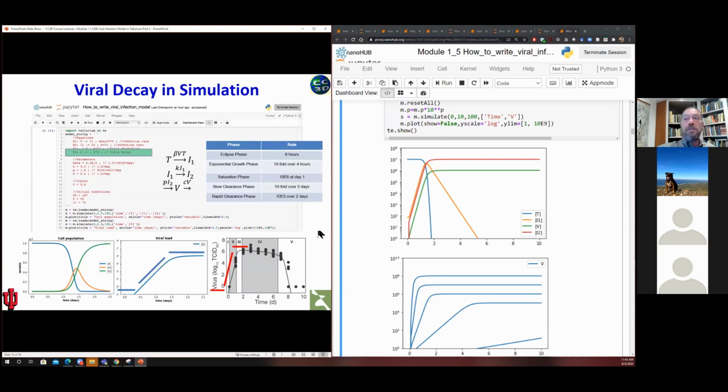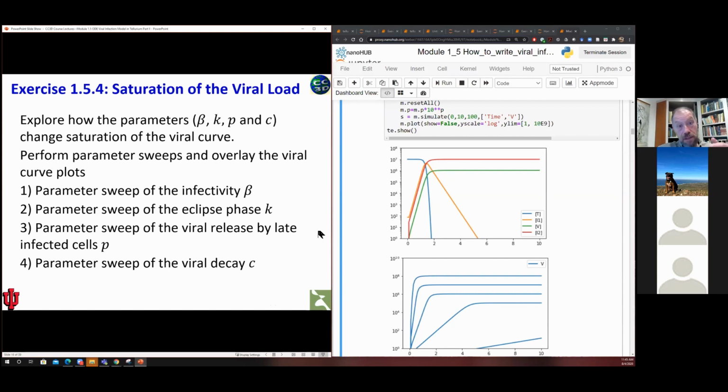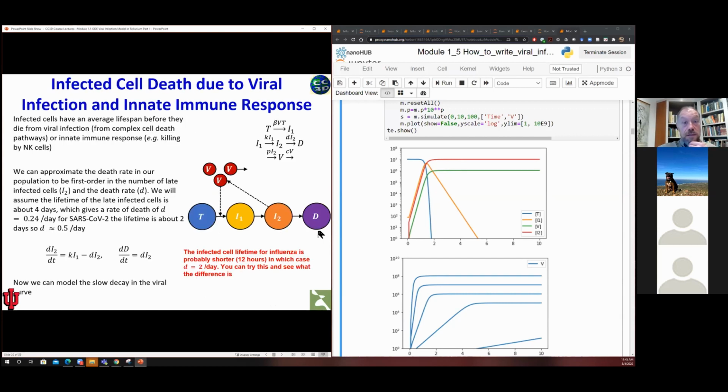The next thing that I want to talk about, I'm going to skip the next exercise. You can do that on your own. The next exercise would be to look at what controls that level of saturation, that 10 to the 6th value for the viral load at saturation. We can think about that pretty straightforwardly just by thinking about how things will behave. If I increase the clearance rate, C, then clearly the amount of virus will go down. If I increase the production rate, P, the amount of virus will go up. If I increase the number of infected cells, I2, then the amount of virus will go up.